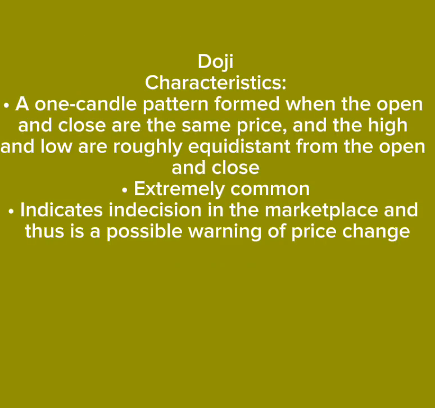Doji. Characteristics. A one-candle pattern formed when the open and close are the same price, and the high and low are roughly equidistant from the open and close. Extremely common. Indicates indecision in the marketplace and thus is a possible warning of price change.